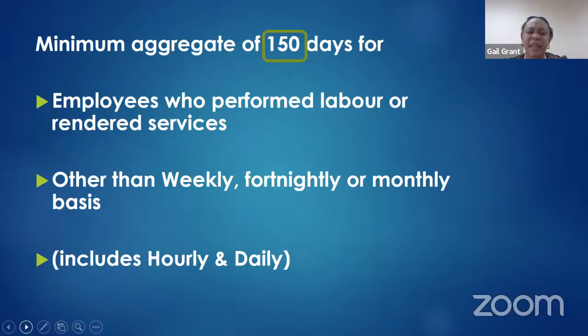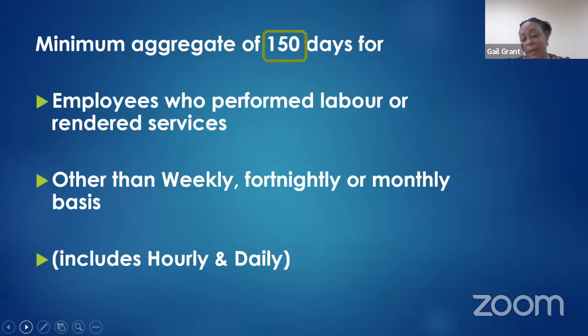So persons would say, is a weekly person the same as an hourly and daily person? No. An hourly person is paid for the hours they work. A daily paid person is paid for the days they work. A weekly, fortnightly, and monthly paid employee gets a fixed rate. The weekly gets a fixed rate every week. The fortnightly gets a fixed rate every fortnight, and a monthly employee gets a fixed rate every month.